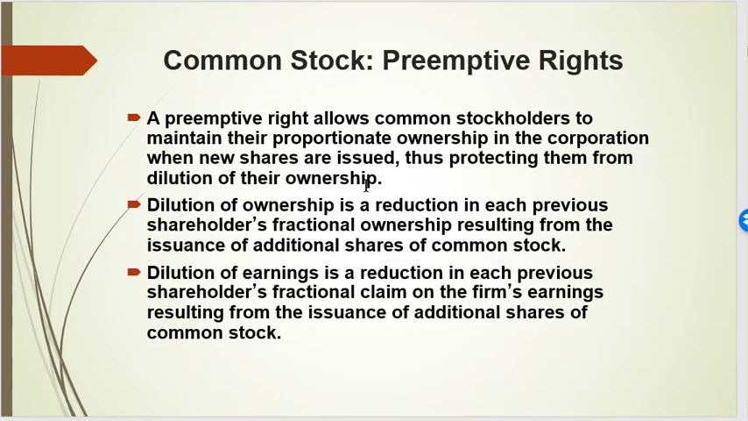When a company wants to issue stock, if it's a publicly traded company already, there are some stipulations on how they do that. There's something referred to as the preemptive right. Essentially, this says that the current shareholders have the right to maintain their proportionate ownership in the company. So if you own 10% of the company and the company issues new shares, you have the right to buy 10%.